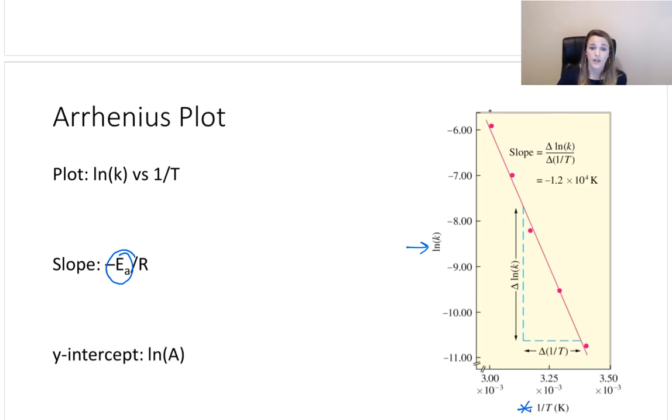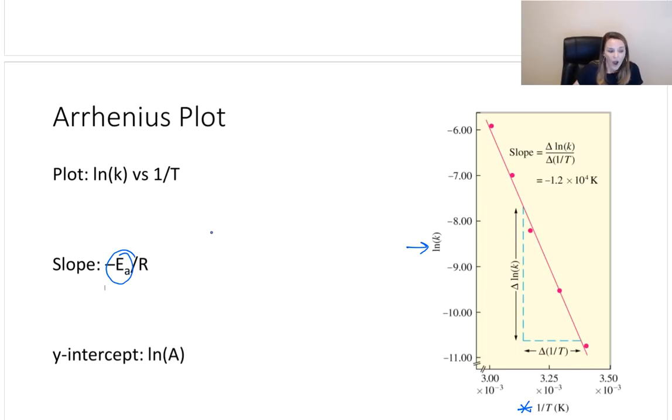And so what you're going to see is you can actually plot this. You're going to get a straight line plot if your data is good. If your data is not good, you're not going to get a straight line plot. And what you're going to see is that your slope is equal to negative activation energy divided by R. So your slope is equal to your negative activation energy divided by R.